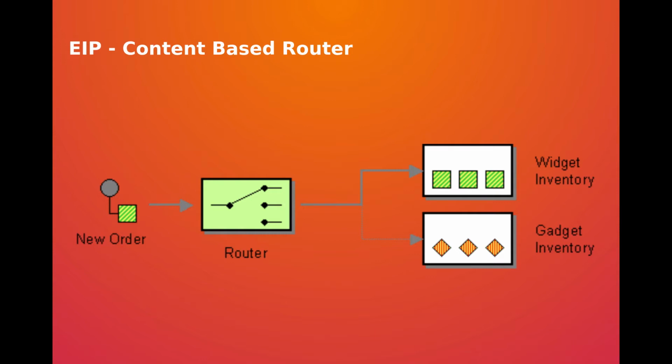So, let's start. If you take a closer look at the picture, you will see that we have a use case where we have multiple inventories and a single message channel. We want to route messages correctly based on the type of message that we received. How can we achieve this? Content-based router is a solution.